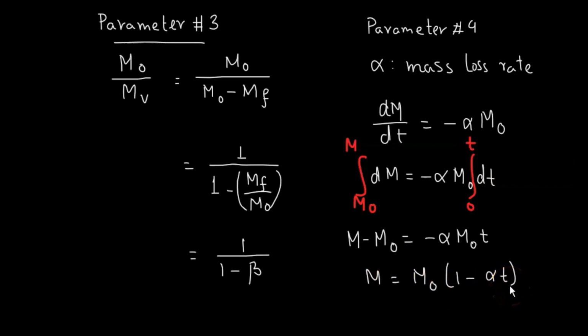So in this particular expression, if we take t equals 0, then we get m equals m0. That means the initial mass m0 will be present in the rocket. And let's say we want to calculate the mass that's left in the rocket after time t has elapsed. Then for that particular value of t, we can determine the value of m, which will be the fraction 1 minus alpha t times m0.